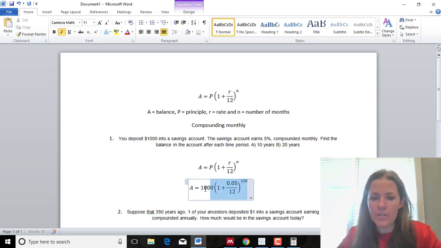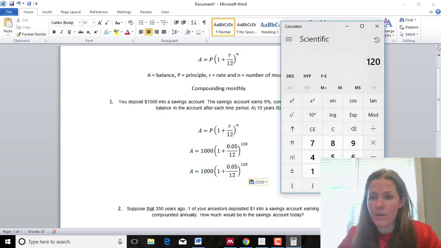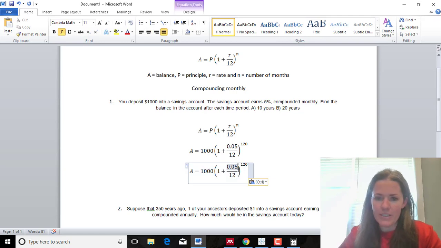We're going to start to make this smaller. That's what we always do, right? That's order of operations, truncating things down. I'm going to do inside the parentheses first: 0.05 divided by 12. That is actually 0.00416667. I'm going to use 0.00417.